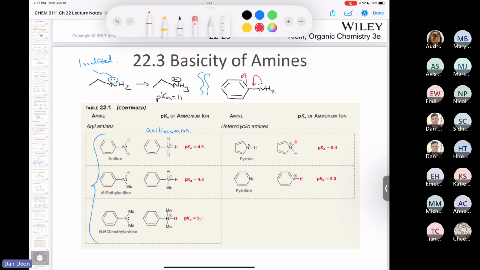And so since the lone pair in aniline is delocalized, that means that it's not just sitting there on top of that nitrogen, it's delocalized throughout the entire molecule, and therefore it's not as readily available to be protonated. Therefore, aniline derivatives are going to be weaker bases. So when you protonate them, they produce stronger conjugate acids.